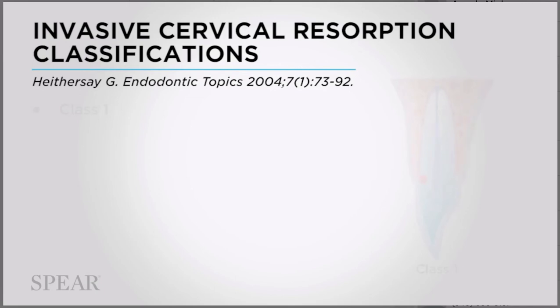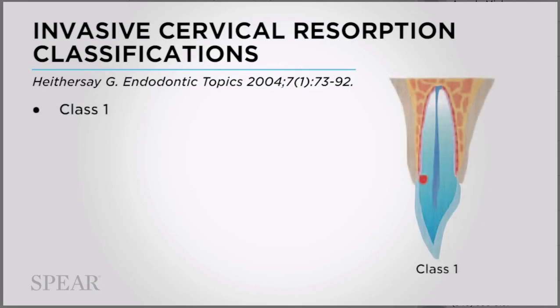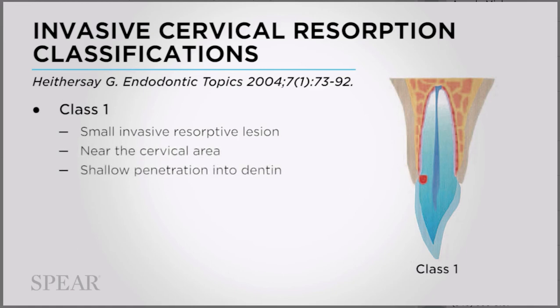So there are various classifications for invasive cervical root resorption, and it depends on how extensive the resorption process is. This was put together by Heithersay, in a beautiful paper that summarizes all this, from about 2004. What he classified as class 1 is just your most incipient amount of resorption that you can barely see radiographically, and it's usually very much cervical. It's a small invasive resorption lesion near the cervical area, with a very shallow penetration into the dentin that you can either probe clinically or see radiographically.